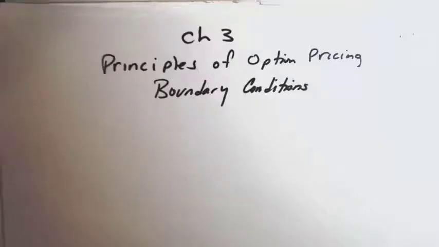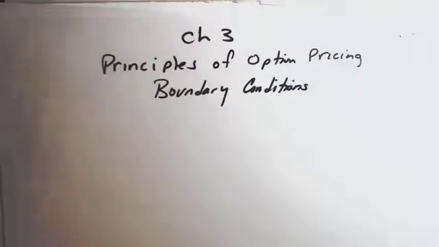Welcome. This chapter, chapter 3, is Principles of Option Pricing. Really what it covers is boundary conditions for the option's price. And what I mean by boundary conditions, basically, is limits. How high can the price go? How low can the option's price go? And what drives those limits? What are the factors driving it?